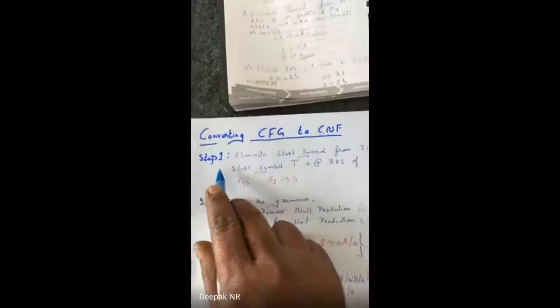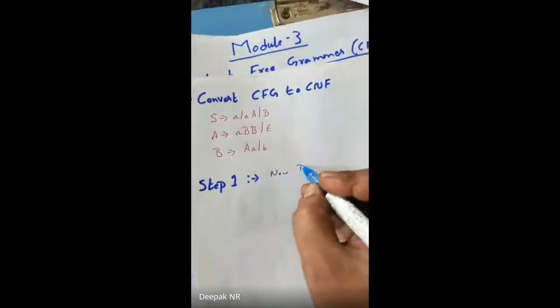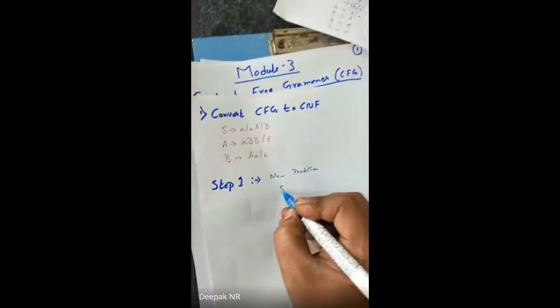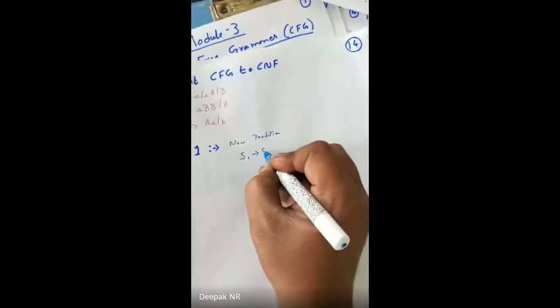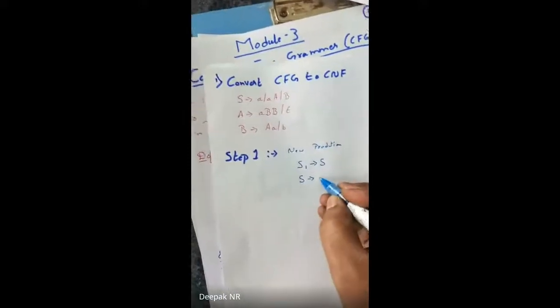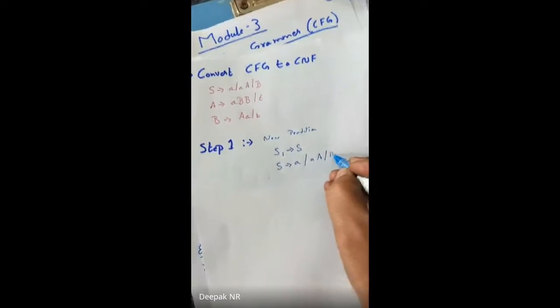Okay. What does my first step say? My first step says replace S1 with S. So I write a new production. S1 tends to S. What is the value of S? The value of S is A slash AA slash B.